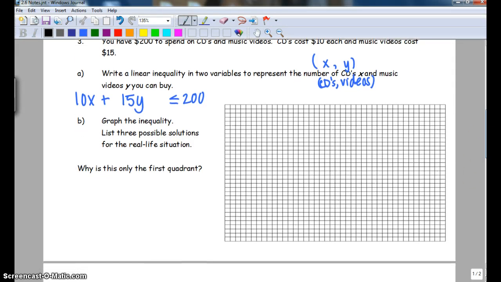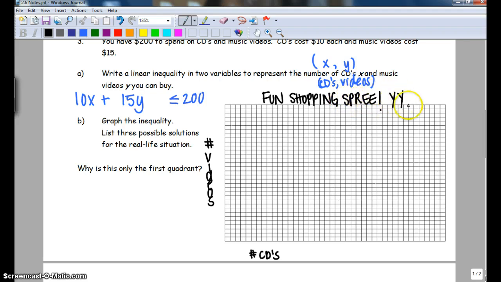First, on your x-axis, I'm going to put number of CDs. And my y-axis is number of videos. And this is fun shopping spree.